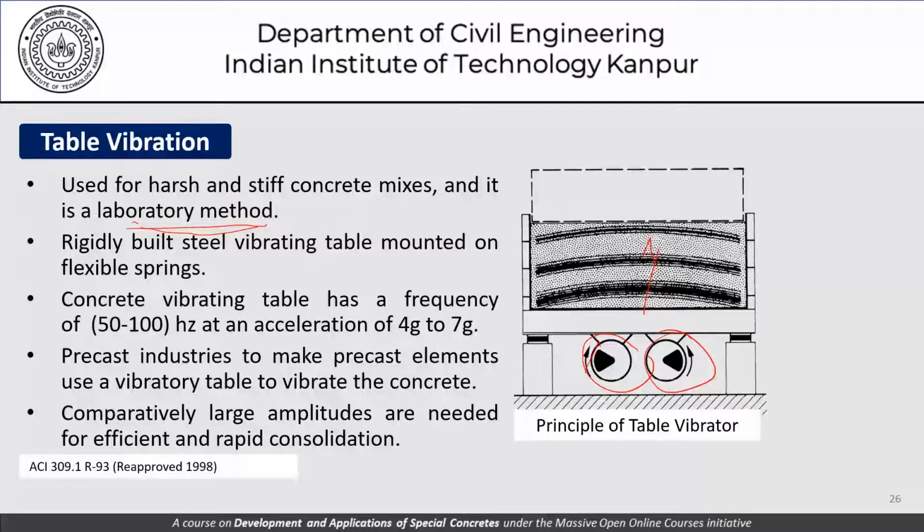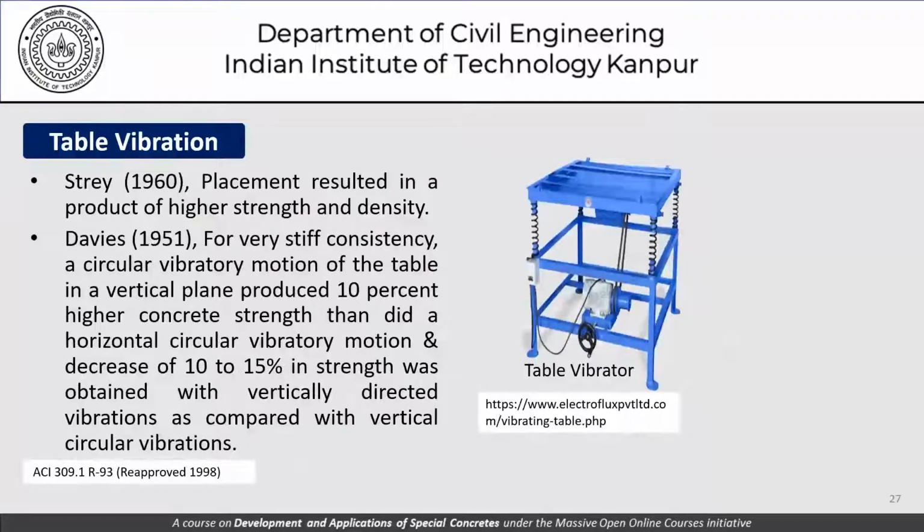This picture here is more by way of history, that in 1951 or 1960, a lot of work was being done in the laboratories to determine the right combination that is required for a table vibrator.